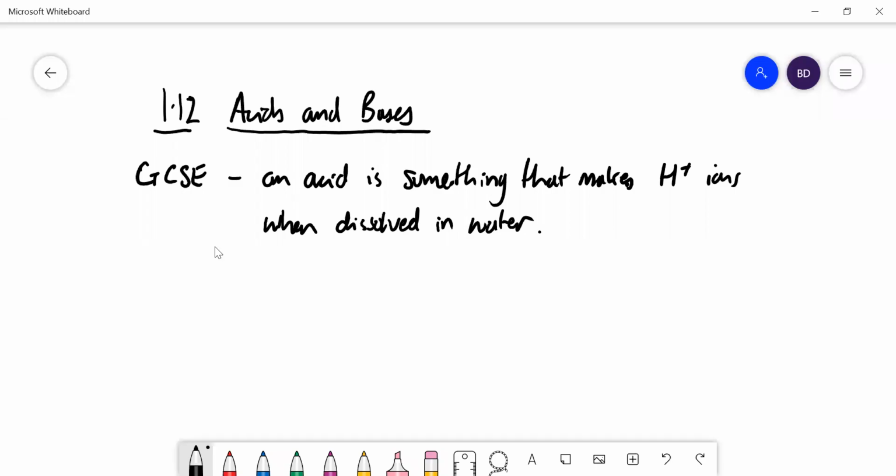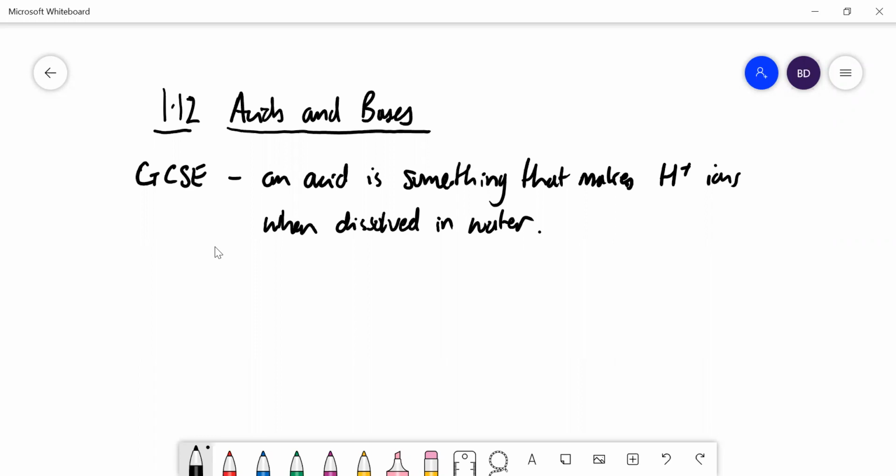Okay, so starting off this new acids and bases topic, if we just go back to our acids and bases topic, GCSE ideas.